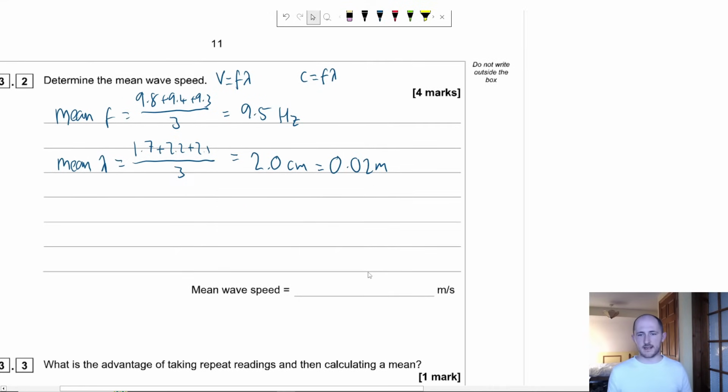Which means last but not least, you just need to now sub it into the formula we have back up there. 9.5 multiplied by 0.02 gives you an answer of 0.19 meters per second.